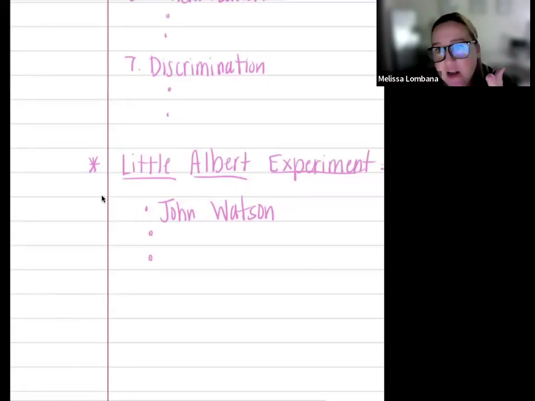He was terrified of Santa Claus. It was a bunch of stuff that he generalized with the stimulus, okay? And so he didn't discriminate. Obviously, this is very unethical because you cannot have research that makes a person worse, right? Now, what he could have done to fix it is to uncondition the baby to not be scared of the rat.